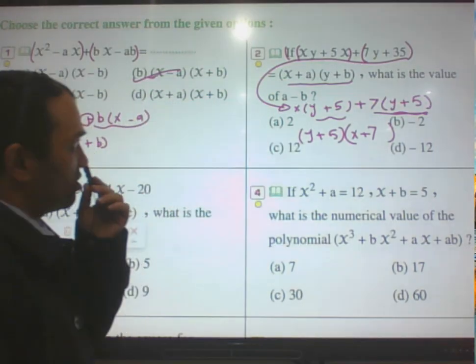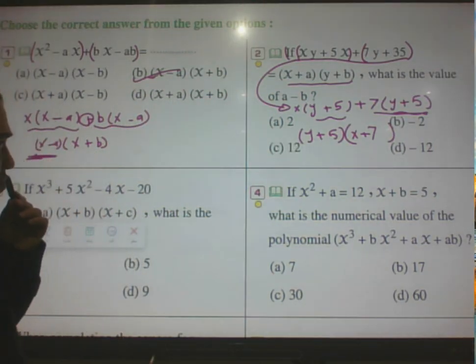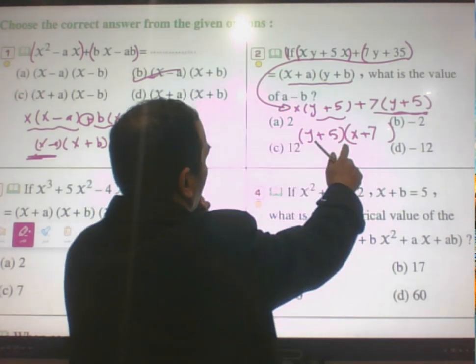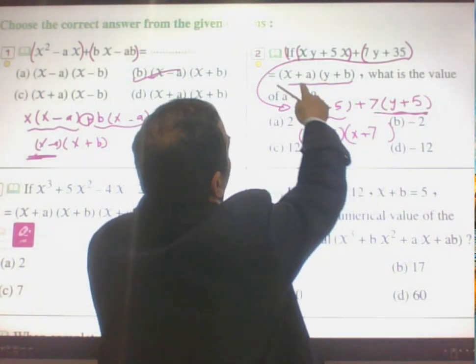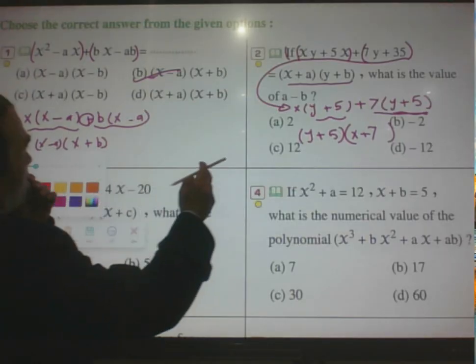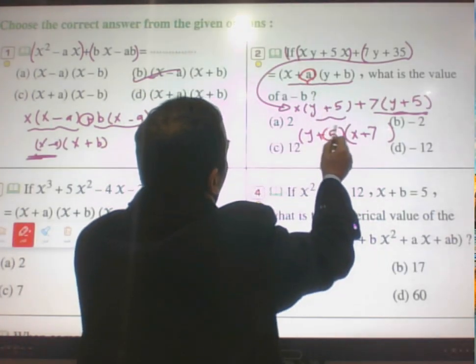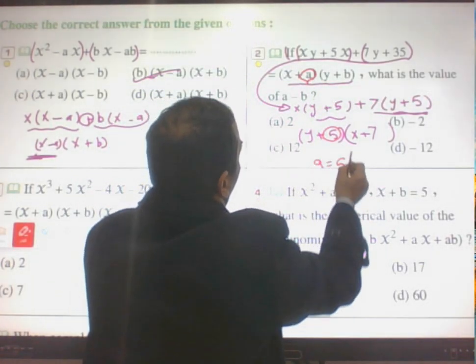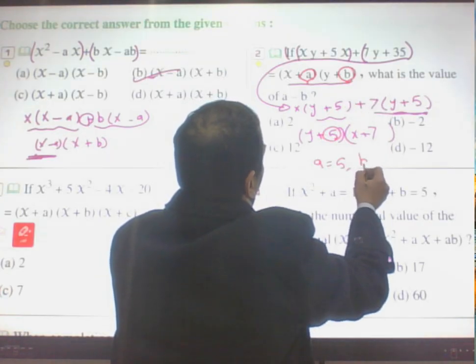Then the product between the two expressions will be the first factor y plus 5, and the second factor x plus 7. Comparing between the two expressions here, x plus a and y plus b. Who can tell me the value of a here? It will be 5, since the value of a here is 5, and the value of b here equals 7.